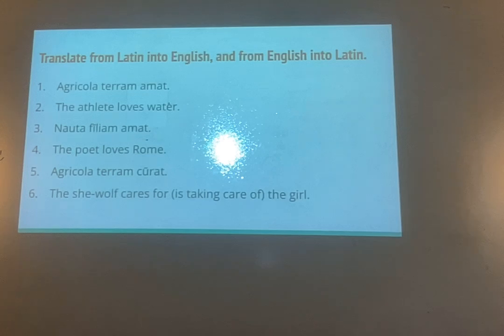Anybody done already? All right, you want to go ahead and give us a translation, Jack? The farmer loves the land. Very good. And this is a simple sentence, so of course you do have Agricola first, but is that what makes it the subject noun? No. Having the word first does not make anything the subject noun. It's the fact that its ending is a, the nominative ending.